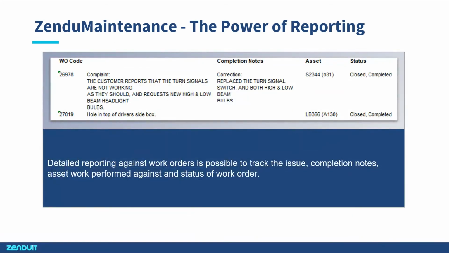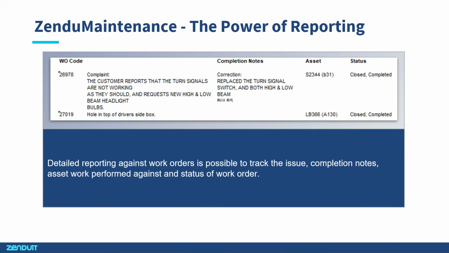Then we get a look at detailed work order reporting. So we can do detailed reporting against work orders so that we can track the issue, completion notes, the work performed, and the status of the work order. This is just a small subsample of what comes out of this particular report. There is a lot more information in this report that unfortunately my screen just isn't big enough to display.